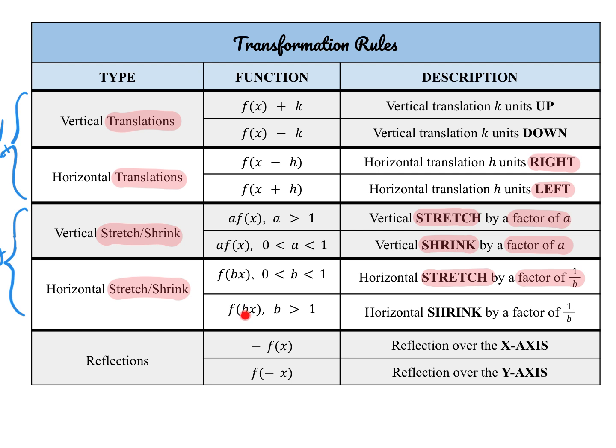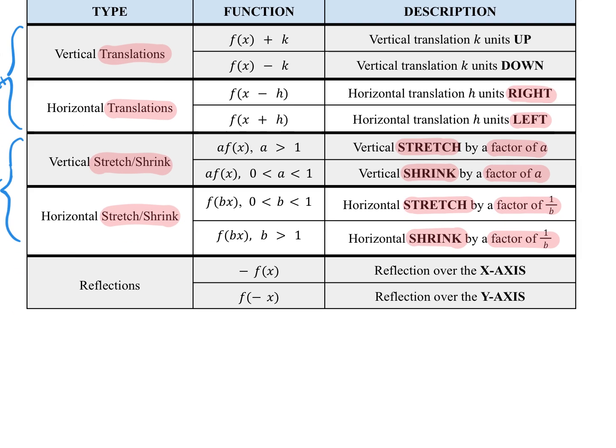And if this b value is bigger than 1 and you take the reciprocal of that, you'll get a number less than 1, so it's a shrink. So you have to look at the factor. You have to write down what your stretch or shrink factor is, and then you can decide if it is in fact a stretch or a shrink. So if the factor is bigger than 1, it's a stretch. If the factor is less than 1, it's a shrink.